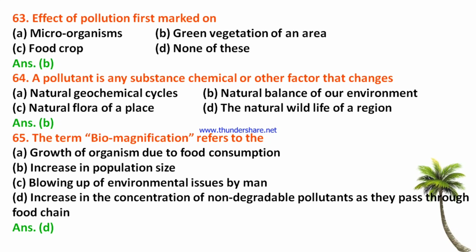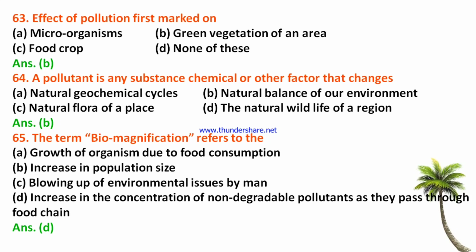Number 64. A pollutant is any substance, chemical or other factor that changes natural geochemical cycles, natural balance of our environment, natural flora of a place, the natural wildlife of a region. And the correct answer is option B, natural balance of our environment.